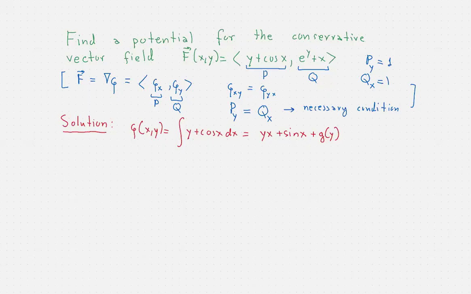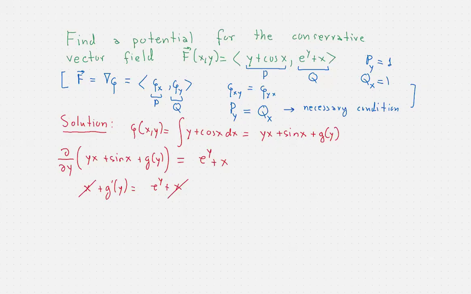So we write that the partial derivative with respect to y of the initial guess that we have made, based on our integration for the potential, should coincide with the second component. So it should be e to the y plus x. Well, we take the derivative with respect to y, and that gives us x plus g prime of y. That should be equal to e to the y plus x. And now we can see a nice cancellation of everything that involves just x, and we're left with an expression of y. And this, of course, is something that has to happen if our vector field is to be conservative.